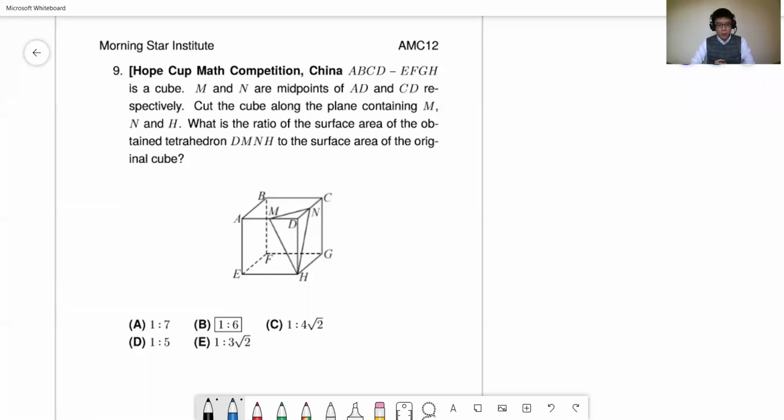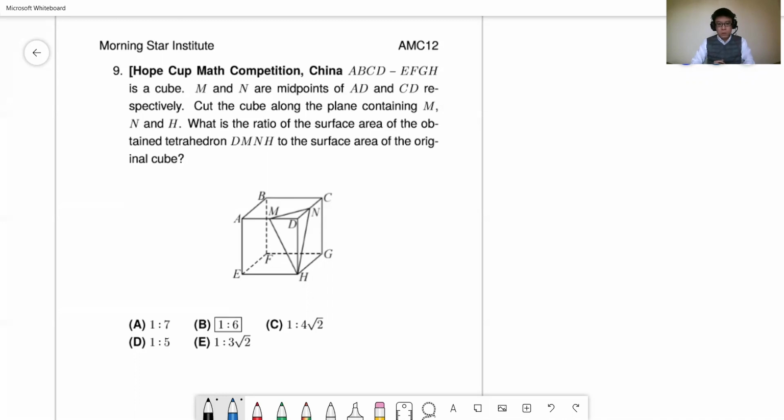Question 9. We have a cube and we cut the tetrahedron from the cube. M and N are midpoints of two edges, and H is a vertex. Let's find the ratio of the surface area of the tetrahedron to the original cube surface area.